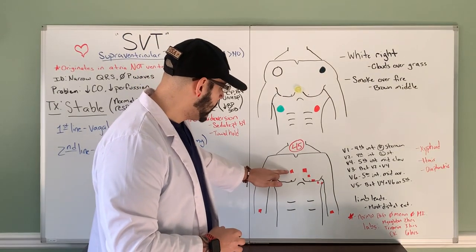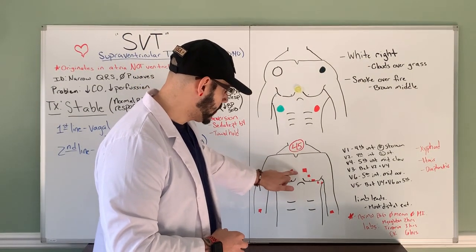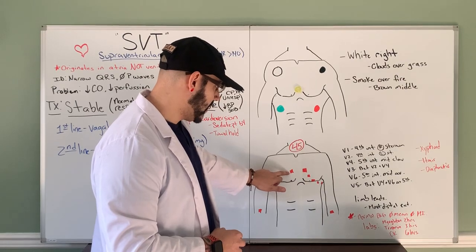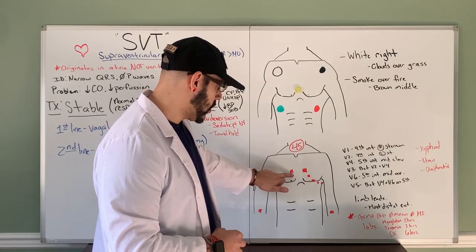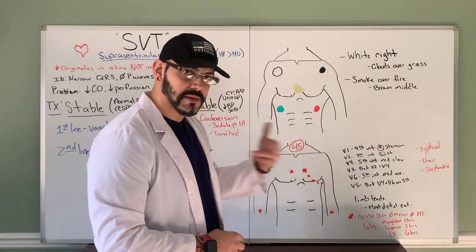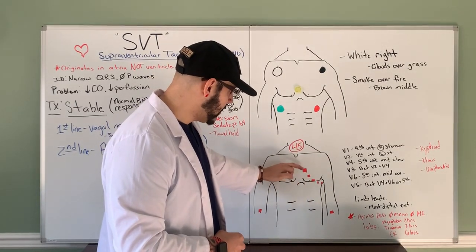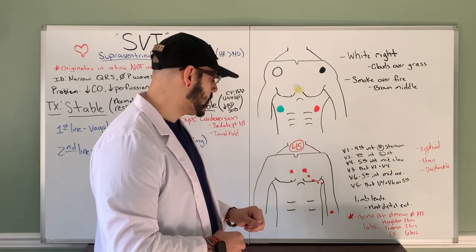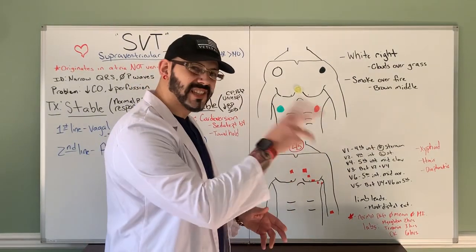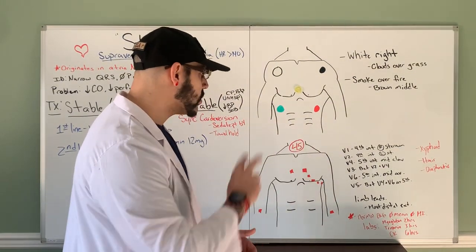So again, V1 is going to be on the right side of the sternum in the fourth intercostal space, all right? Right there, nice and tight up on the sternum. And your V2 is going to be right beside it, symmetrical. Fourth intercostal space, V2, left of the sternum, all right? Now going to the V3, we're going to skip that for a second. We're going to skip the V3, we're going to go to the V4.